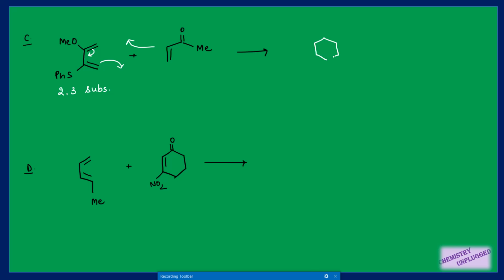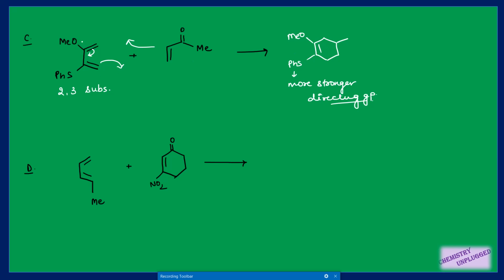Again a 6-membered ring will form. Now the question comes: which group will decide where this COMe group will go, right? Will this methoxy group decide, or this PhS group decide, which will decide? So this phenyl thio substituent will decide. It has a stronger directing effect than the methoxy group, right? So it will decide that this COMe group will go at 1,4 position of it.